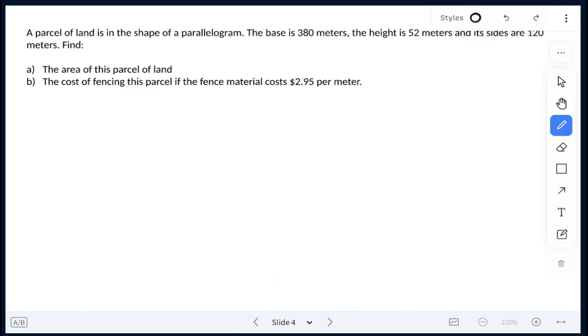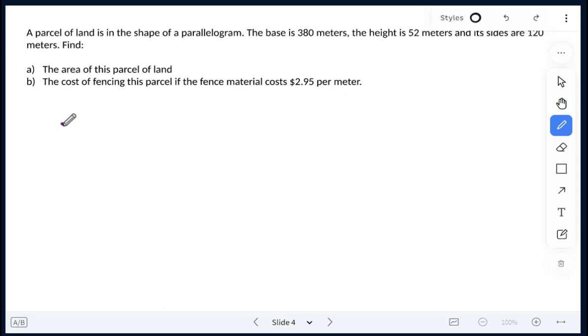Okay, a parcel of land is in the shape of a parallelogram. The base is 380 meters, the height is 52 meters, and its sides are 120 meters. Find the area of the parcel of land and then the cost of fencing this parcel if the fence material costs $2.95 per meter. The cost of fencing that land. So two parts. So let's start by drawing a diagram.